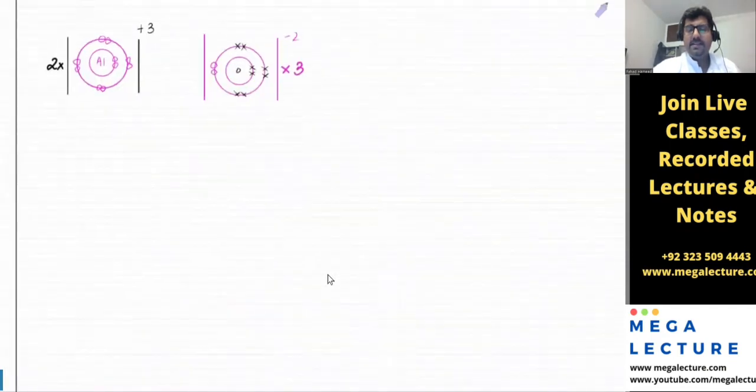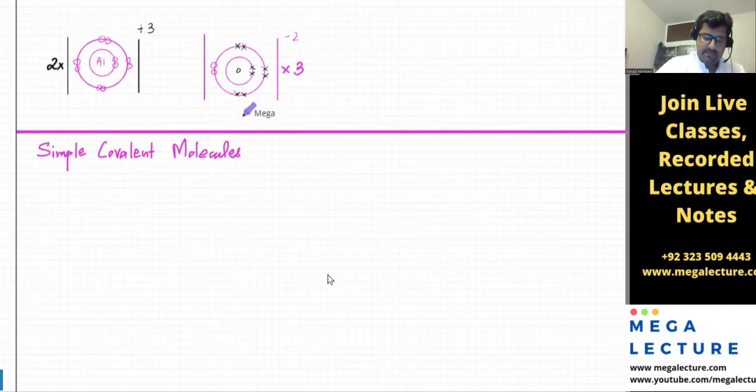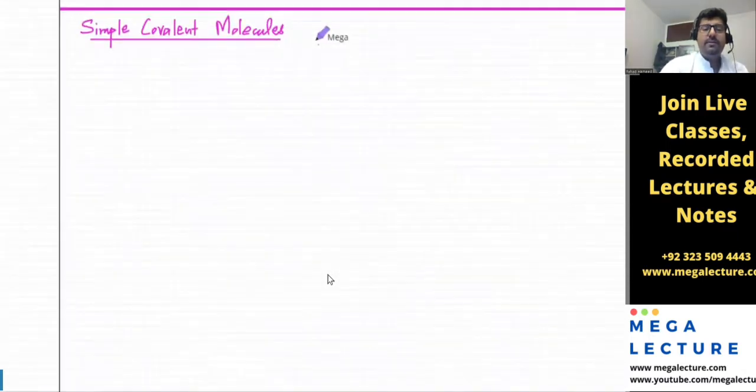So next thing, we're moving towards simple covalent structures. Okay, so this one, simple covalent molecules. That's not giant, but simple. So now we've got simple covalent molecules.